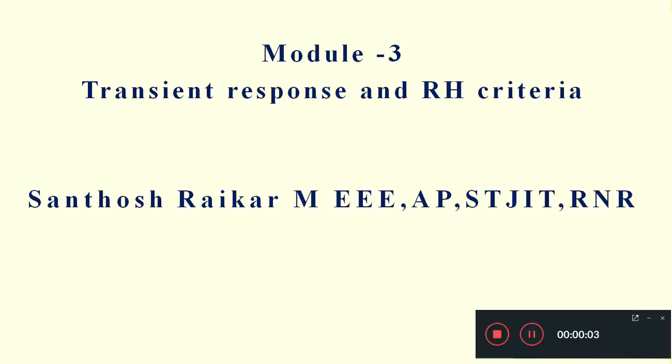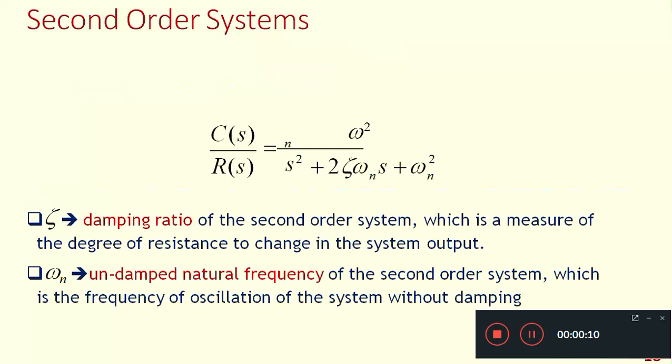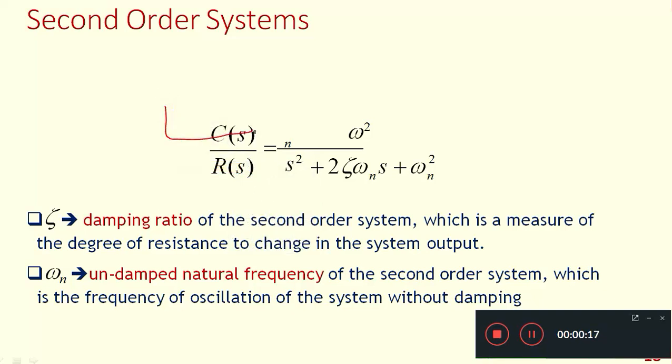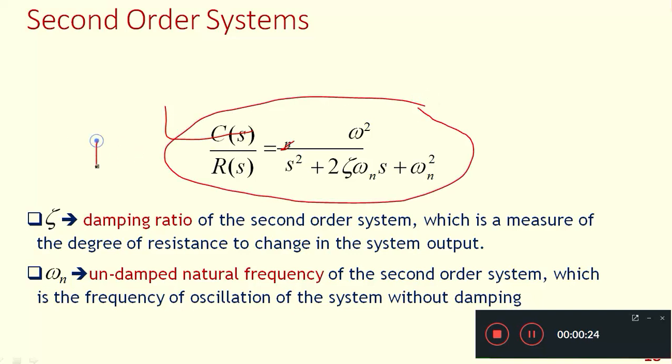Everyone, today we are going to discuss module 3, that is transient response and stability criteria. In the transient response, first we shall discuss the second order system. We know that the standard second order system can be represented by the transfer function T(s) = C(s)/R(s) = omega n square divided by s square plus 2 zeta omega n s plus omega n square.